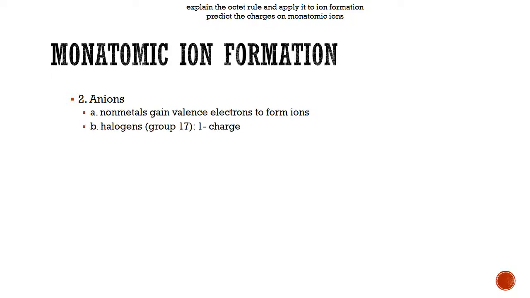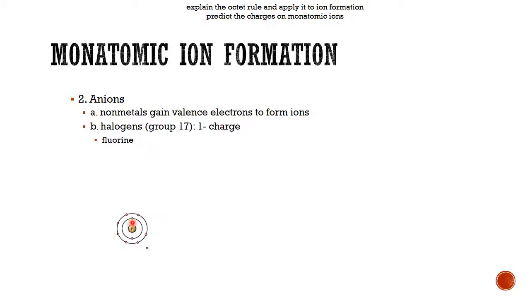So let's take a look at halogens. And halogens are the group 17 elements. And as we will see, they will form ions with a 1 minus charge. So let's look at fluorine. So here's a picture of a fluorine atom. Fluorine has 9 protons in its nucleus.